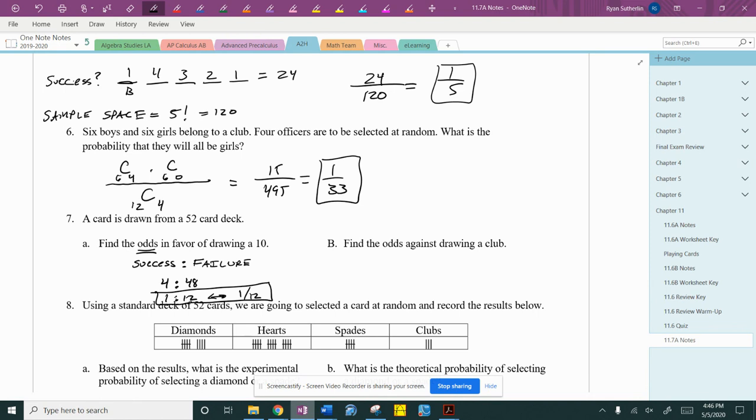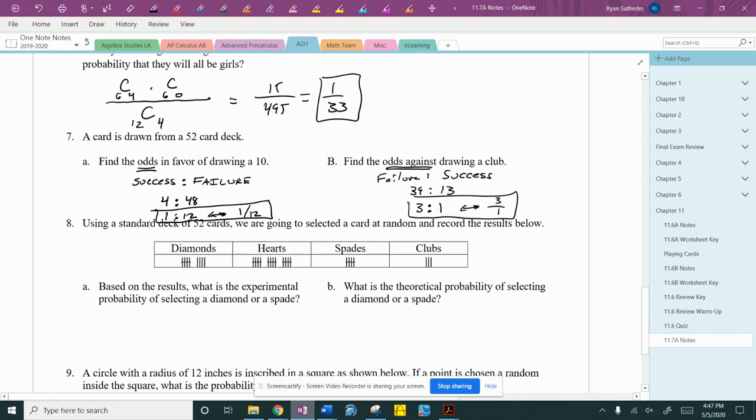Find the odds against drawing a club. So it's against. That means we're going to do failure to success. So I would fail to draw a club 39 times because there's 39 non-clubs. I would be successful 13 times. So here we get 3 to 1. Or we could write that as 3 over 1 or 3. Now notice, odds, you can have numbers not between 0 and 1. It's not the same as probability.